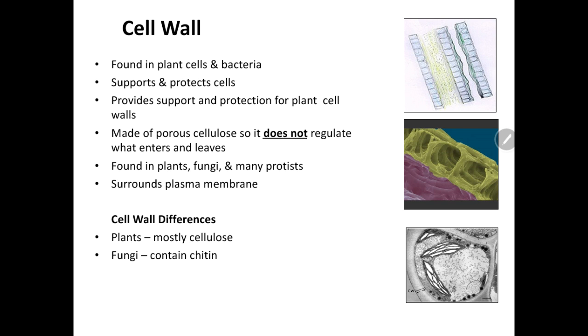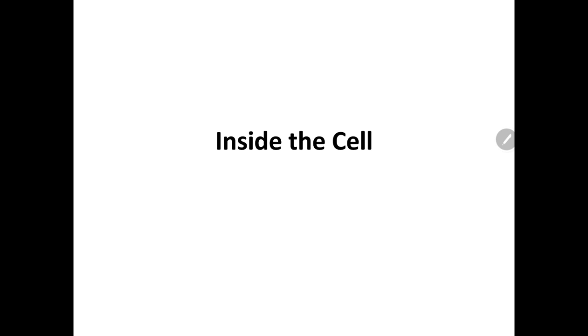Now cell wall. Found in plant cells and bacteria. Supports and protects cells. Provides support and protection for plant cells. Made of porous cellulose, so it does not regulate what enters and leaves. Found in plant cells, fungi, and many protists. Surrounds plasma membrane. Cell wall differences: in plants, the cell wall is mostly cellulose, and in fungi, it contains chitin. Now we'll go inside the cell.